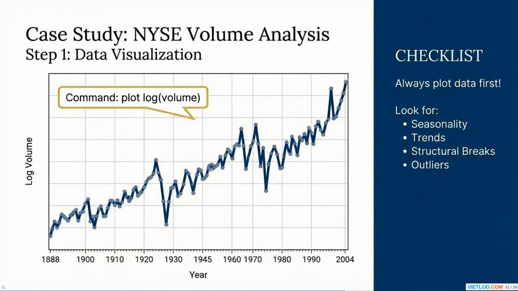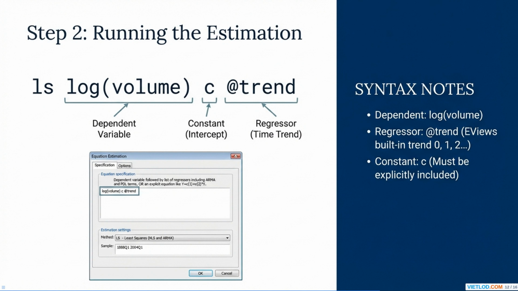First, look for seasonality, which are any repeating patterns within a consistent time frame. Second, identify clear trends, such as the prominent upward movement in log volume visible over time in this chart, spanning from 1888 to 2004. This strong trend suggests that a time trend variable might be critical for our regression model. Third, keep an eye out for structural breaks, sudden and persistent changes in the data's behavior. Finally, inspect for outliers, which are extreme, isolated observations that could disproportionately influence our results. Understanding these features from a simple plot is fundamental before proceeding to statistical estimation.